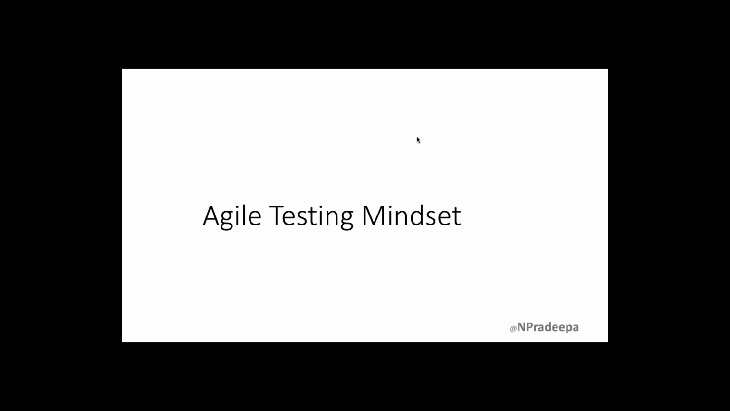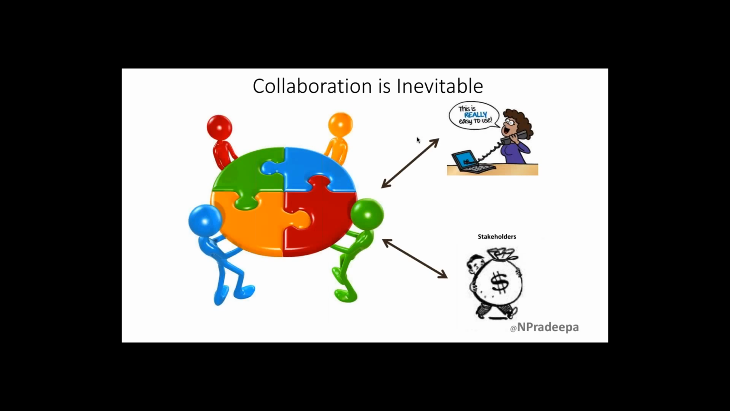All right, let me talk about the next topic, which is the mindset, right? What are some of the things that are going to be different, especially if you're transitioning from a traditional world? Number one, collaboration is inevitable. You will see the highest level of collaboration among all team members. It doesn't stop within the team. You're also going to see great collaboration with your customers, with your end users.